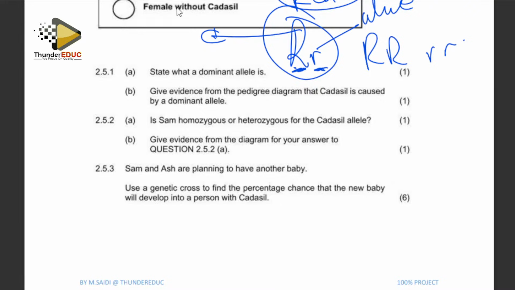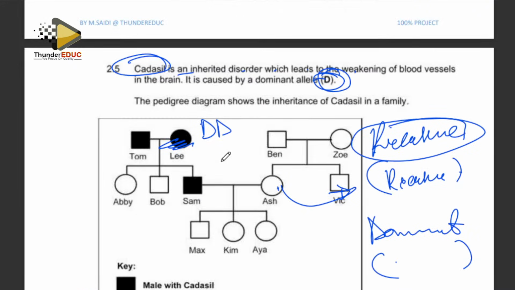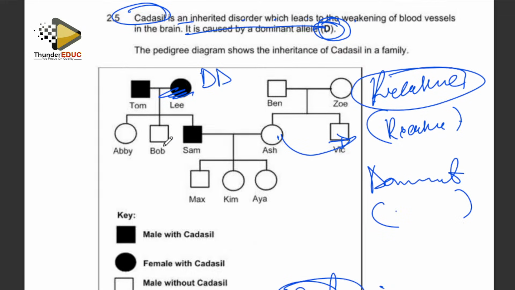We go to the next question. Give the evidence from the pedigree diagram that this disorder is caused by a dominant allele. What shows that this is caused by a dominant allele? Obviously, they have said it. But they want something from the pedigree that shows that this is caused by a dominant allele. We see it here that Tom is sick with this disorder. Don't just say sick. And Lee is also affected with this disorder. They produce a person who is normal.